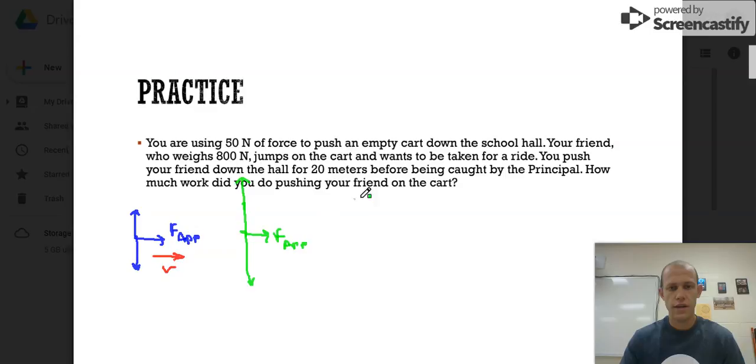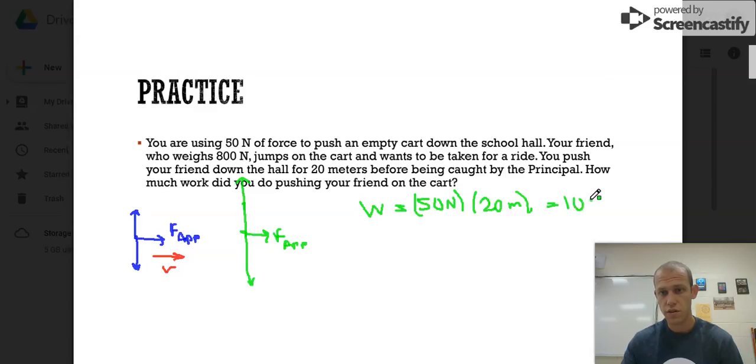So we assume that you're still pushing with 50 newtons of force. All right, so if we know that, our work being done is always the force parallel times the displacement. So our parallel force is only the 50, and we are going 20 meters. So 5 times 2 would be 10, but really we're timesing 50 by 20, which is going to give us 1,000. So that would be joules. So notice how the friend's weight didn't affect anything because that weight was not in the direction of the motion. That force wasn't.